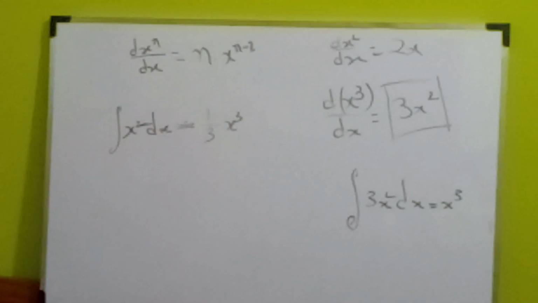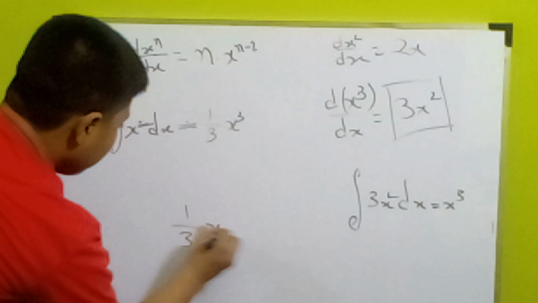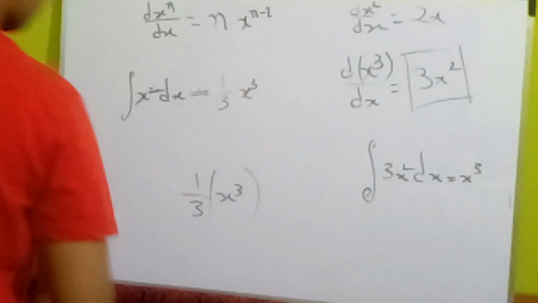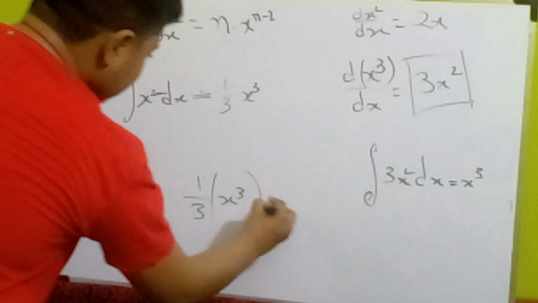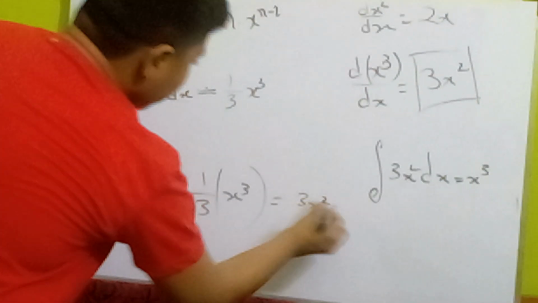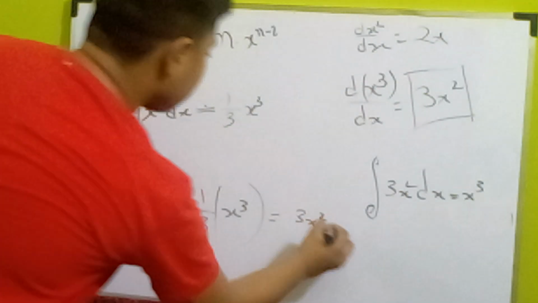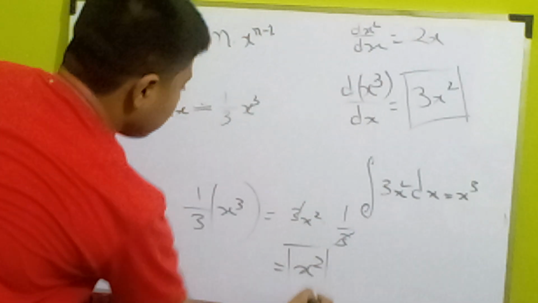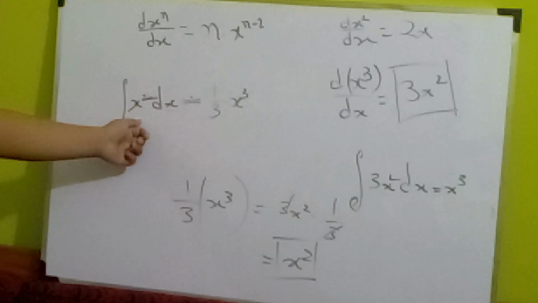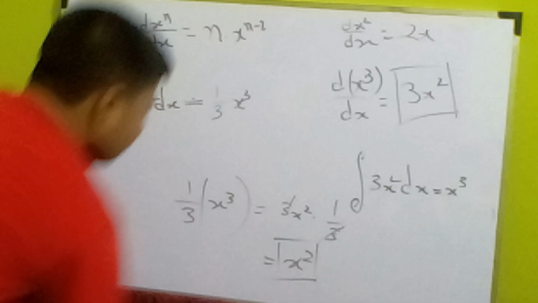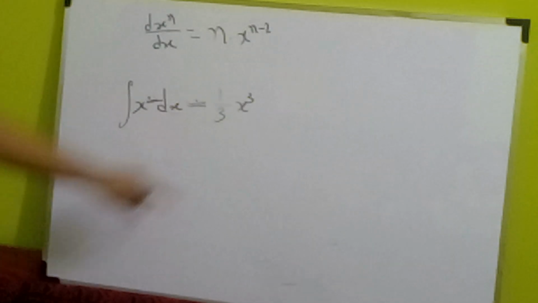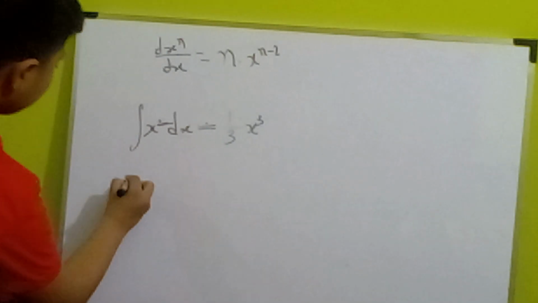Want to prove it? Let's take x cubed. If we find the derivative of this x cubed, we get 3x squared. But notice here's an additional 1/3. This 3 cancels out. We're left with just x squared. And this is the x squared. Now we're somewhere very exciting. Let's generalize this equation or this formula.